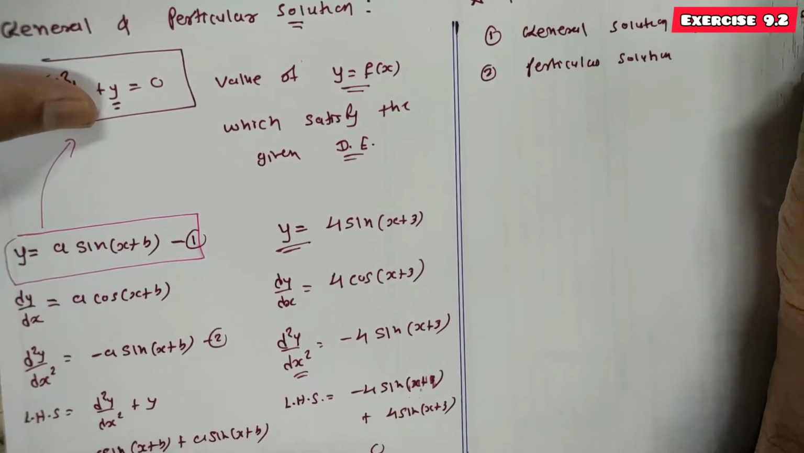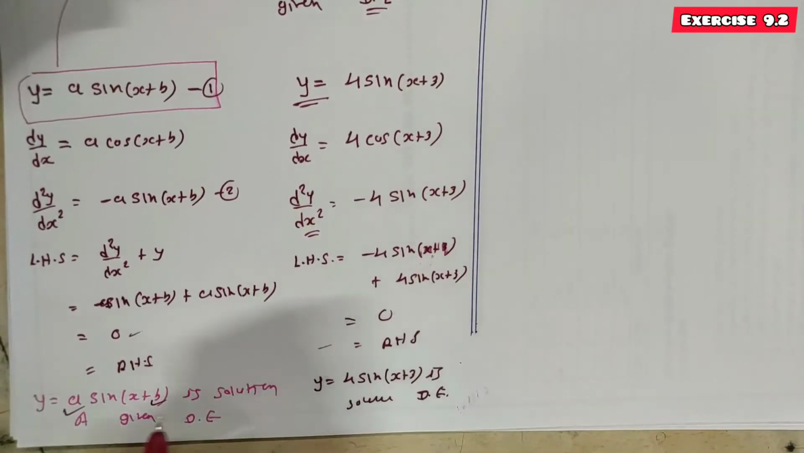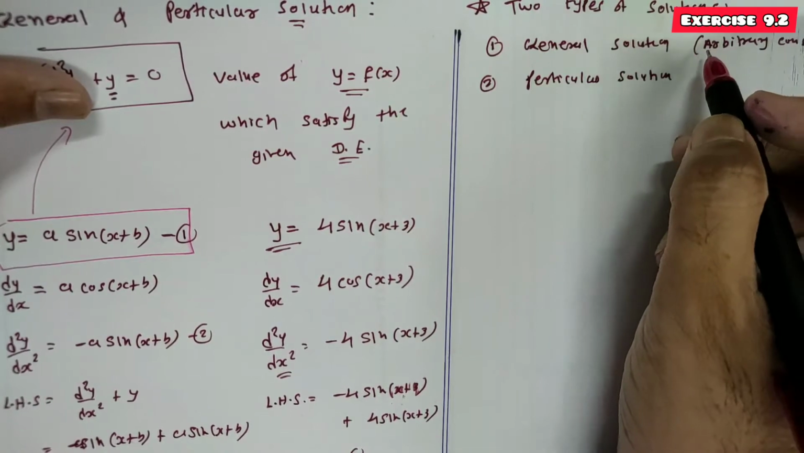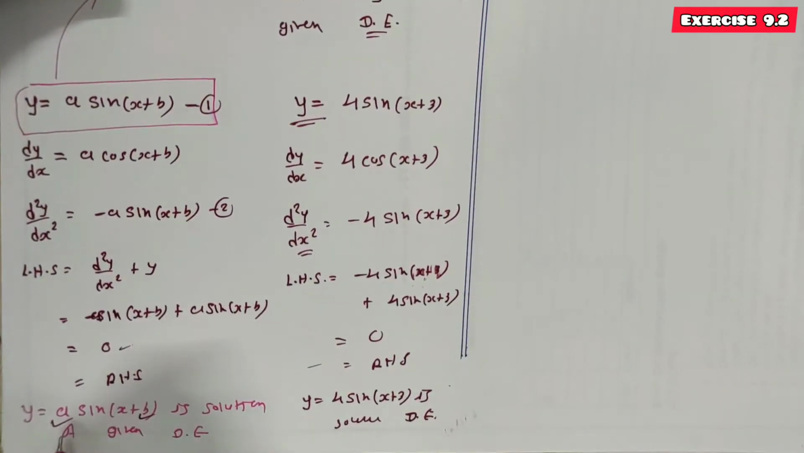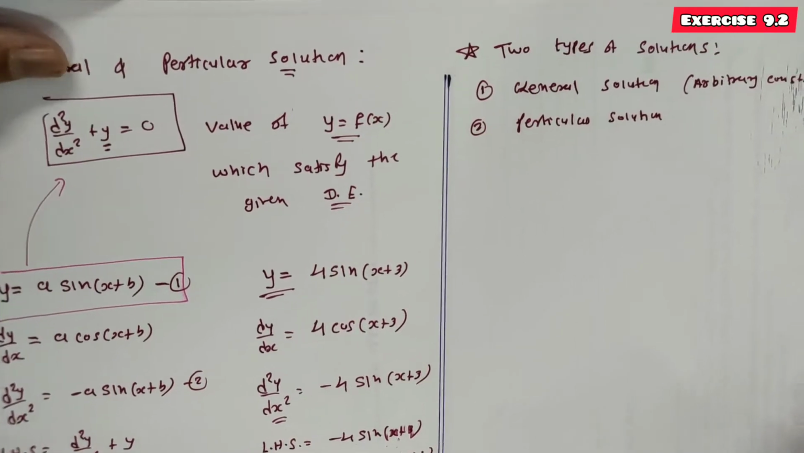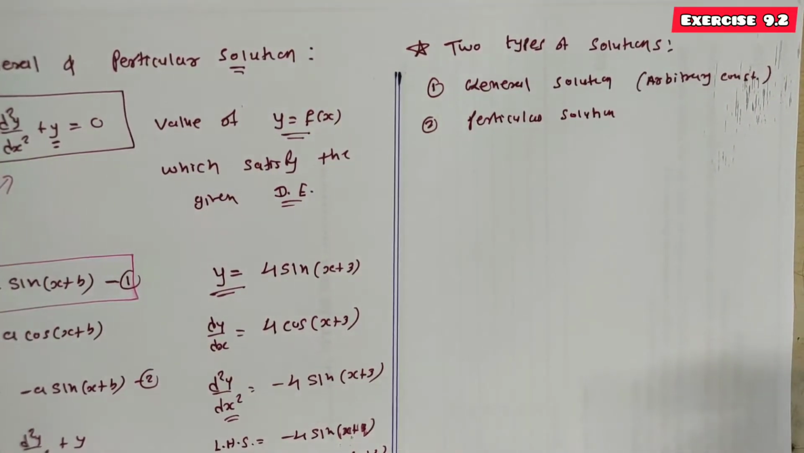So what is an arbitrary constant? An arbitrary constant is any constant which can take different values. The solution of a differential equation with arbitrary constants is known as the general solution. And if we consider any particular value of that arbitrary constant, we get a particular solution. For this case, if we take a equal to 4 and b equal to 3, we get one particular solution. Done. So for any given differential equation, there are two types of solutions, general solution and particular solution.